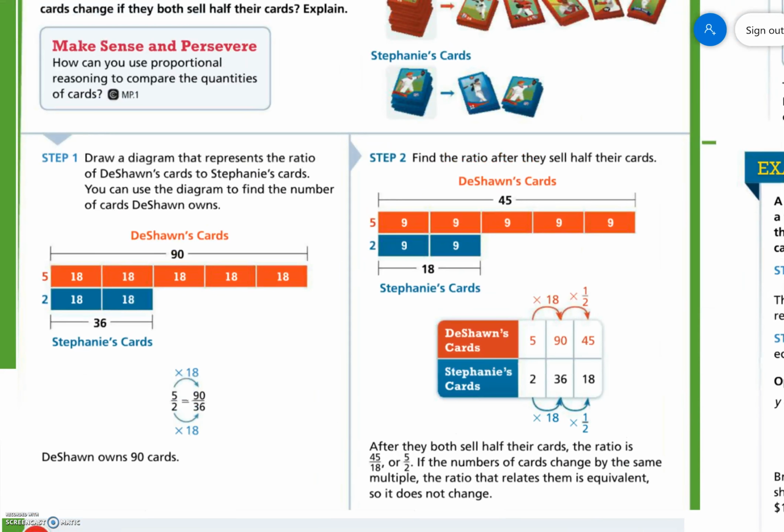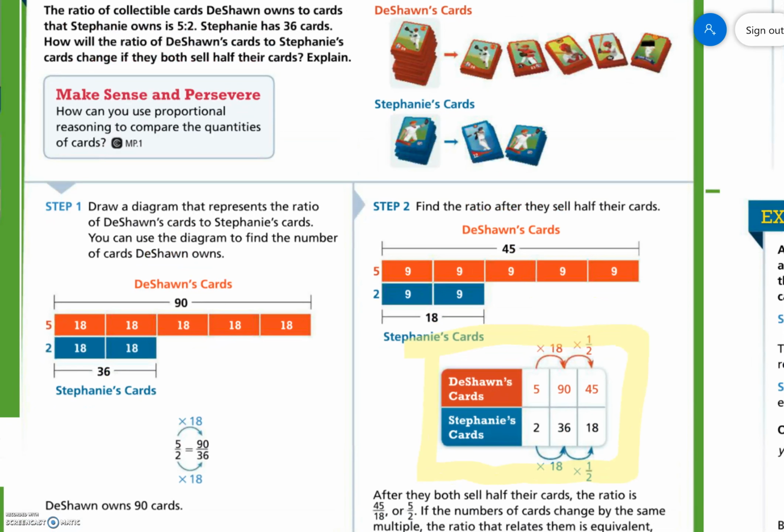So, my favorite representation here is the table. It shows me Deshawn's 5 to Stephanie's 2. We know Stephanie has 36. So to go from 2 to 36, we multiply by 18. So whatever you do to the bottom, you do to the top. But then we want to know what's going to happen if they sell half their cards. So that means we got to divide it by 2 or multiply by 1/2. Whatever you do to one side, you do to the other.